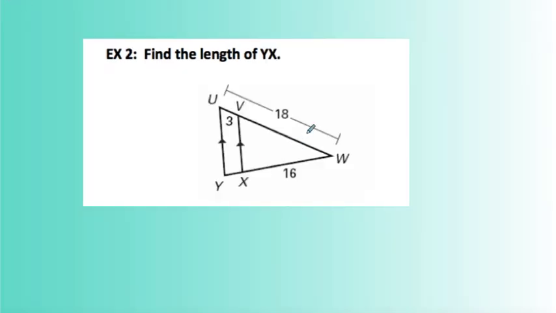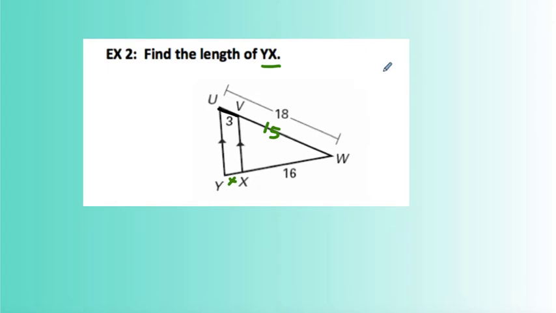A little harder is when I give you kind of funky pieces. I'm trying to find the length of YX, so I'm going to put a little x there. But I'm given 3 here, and I'm given the whole length, UW. So I do have to subtract, 18 minus 3, to get this length of 15, because I have to use the sides of the triangle, not the whole side of the triangle.